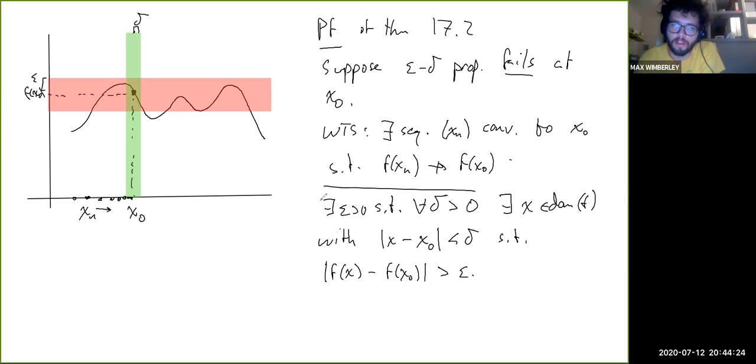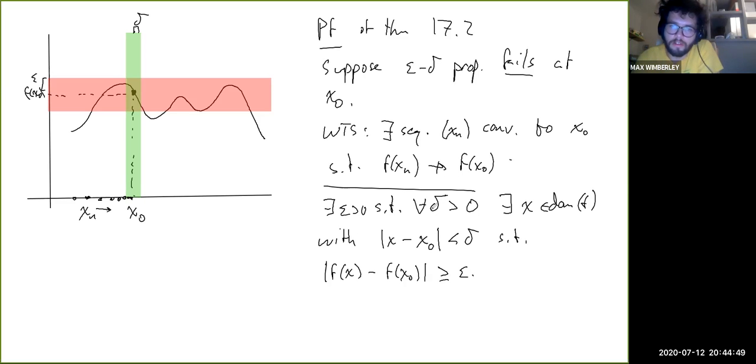So the for all epsilon became a there exists epsilon. The there exists delta became a for all delta. Then for all x with this condition became there exists an x with this condition, and then f of x minus f of x naught less than became, I guess, greater than or equal to. It doesn't really matter. Okay, so this is our negation here.